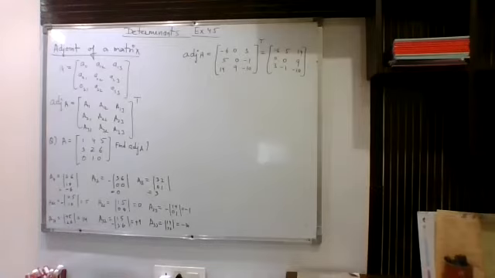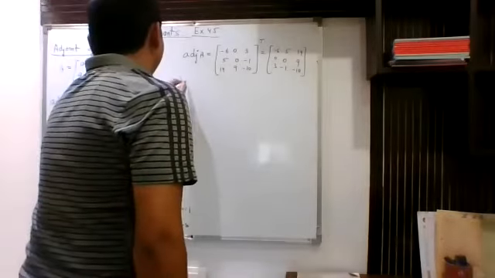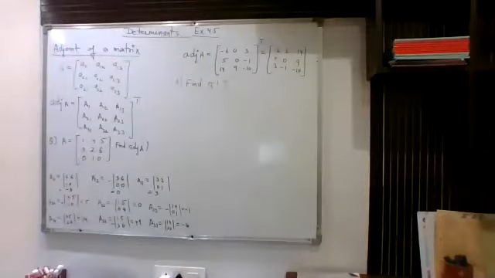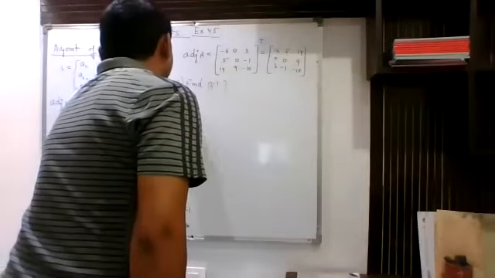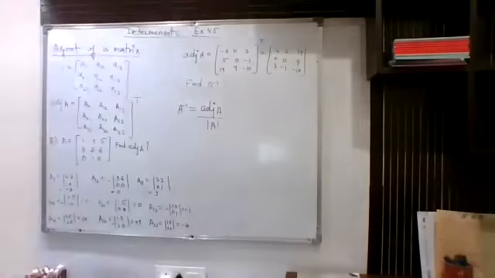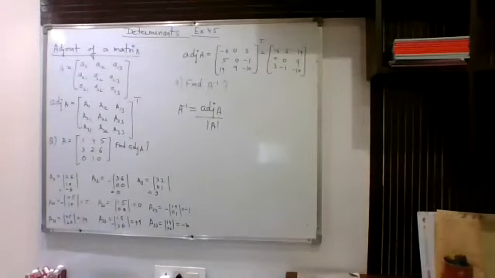Now suppose the question is to find A inverse also. In order to find A inverse for this particular question, first of all you should know that A inverse is written as the adjoint of A divided by the determinant of A. So now we are going to find the determinant of this original matrix A.